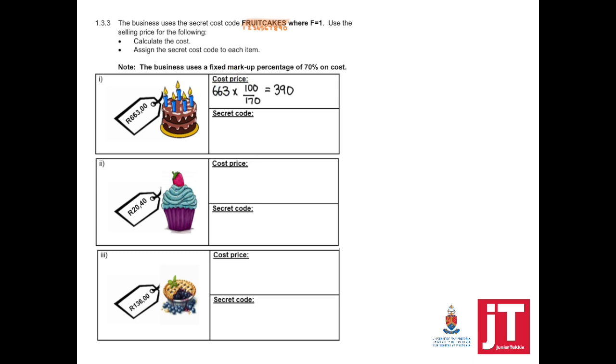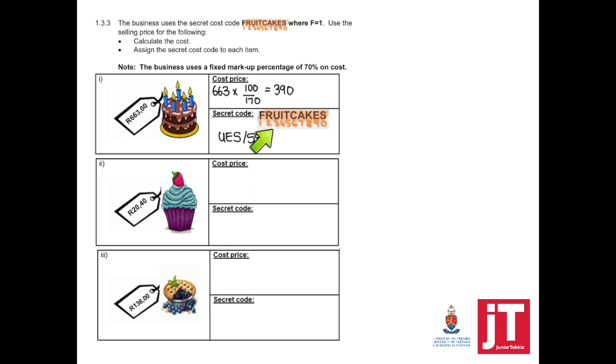So to do this now, we need to work out the cost. To work out the cost, take the selling price times 100 divided by 100 plus the percentage markup. And the percentage markup was 70%. This is why we say times 100 divided by 170. And that equals 390. So now I'm going to use the word fruitcakes and I'm going to look at each number and where does it fit in with which letter, and that will be my secret code that will be assigned. So they've asked it now the opposite way around.